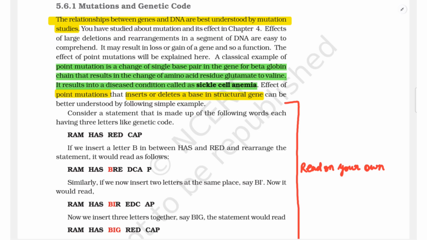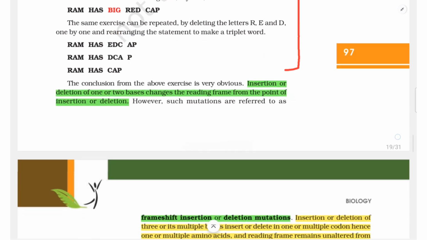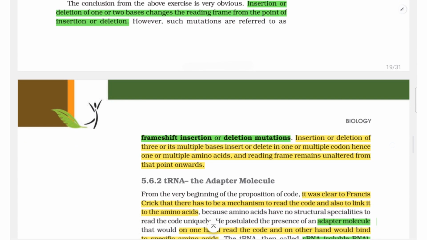A classical example of point mutation is a change of single base pair in the gene for beta globin chain that results in the change of amino acid residue glutamate to valine. It results into a diseased condition called sickle cell anemia. Effect of point mutation that inserts or deletes a base in structural gene can be better understood by following simple example. The conclusion from the above exercise is very obvious.